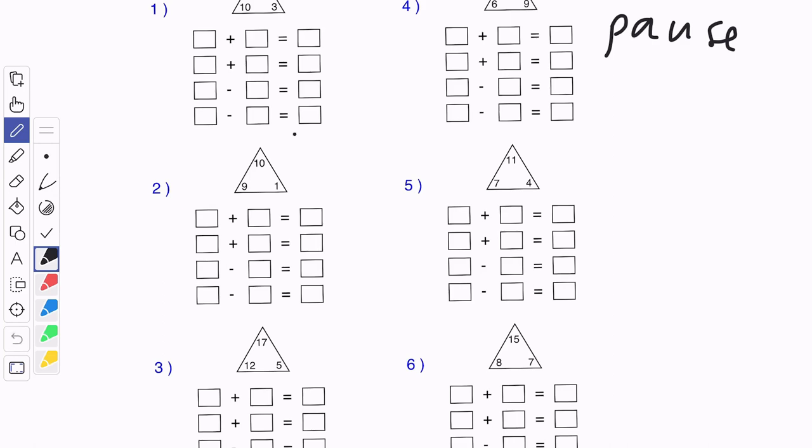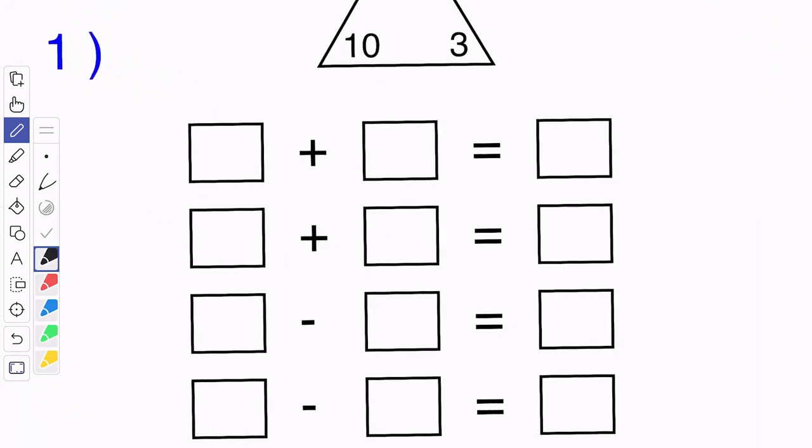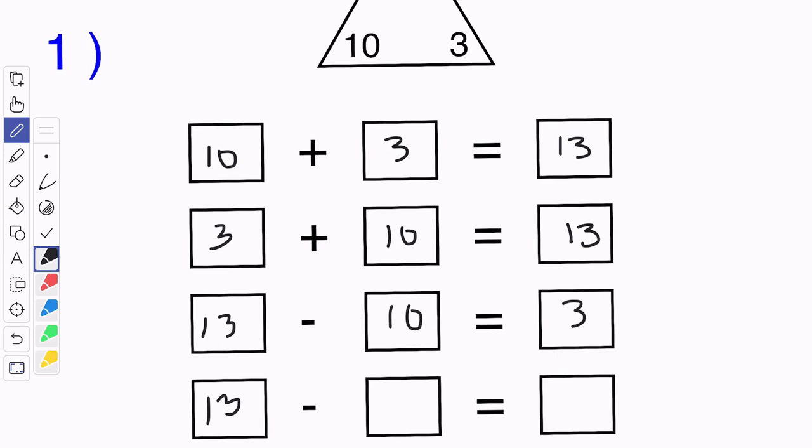Okay, so you guys should be done by now. We're going to put our biggest number. So there's 10, 3, and 13. We're going to put 13 over here for the addition ones, and then 13 over here for the subtraction ones. So you could do 10 plus 3 equals 13, 3 plus 10 equals 13, and then 13 minus 10 equals 3, or 13 minus 3 equals 10.